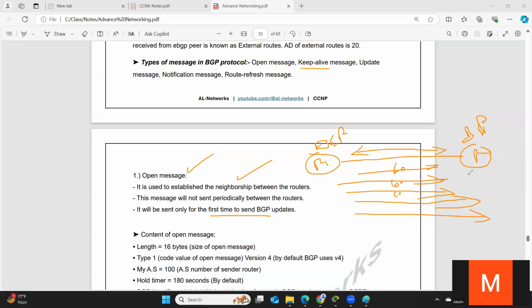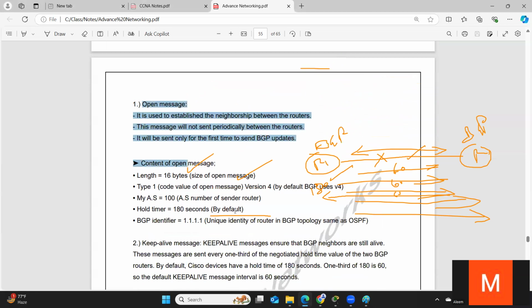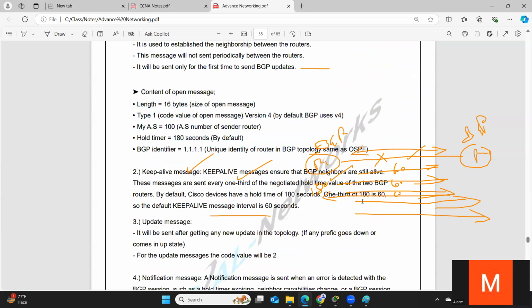If the neighbor is not replying within these 60 seconds, this router will wait three times. That means 60 plus 60 plus 60, that is 180. It will wait till 180; that is the dead timer. This is the hello timer, and this one is the dead timer. If it is still not replying after 180 seconds, then the neighbor will be flushed. This router will flush that neighborship, meaning the neighborship is gone. So the open message is sent to each other, and keep alive messages are sent every 60 seconds.